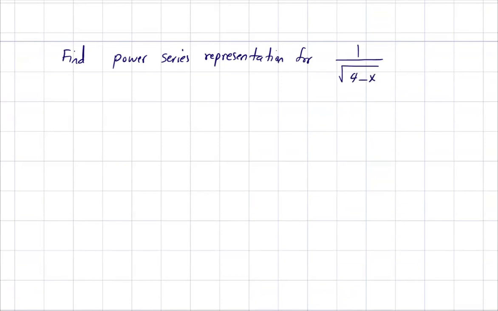Find the power series representation for 1 divided by the square root of 4 minus x. What are we going to do? We're going to use the binomial series.